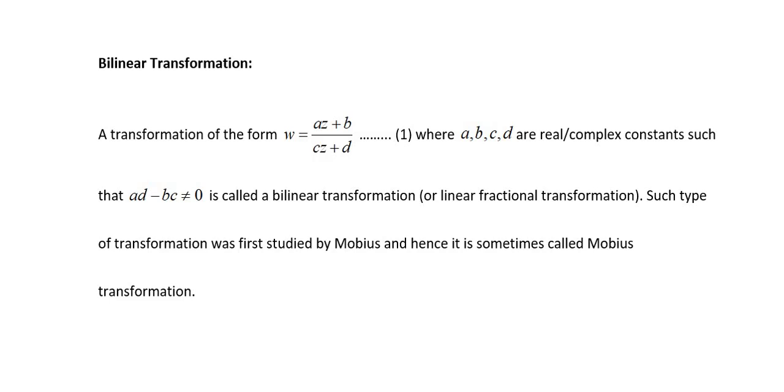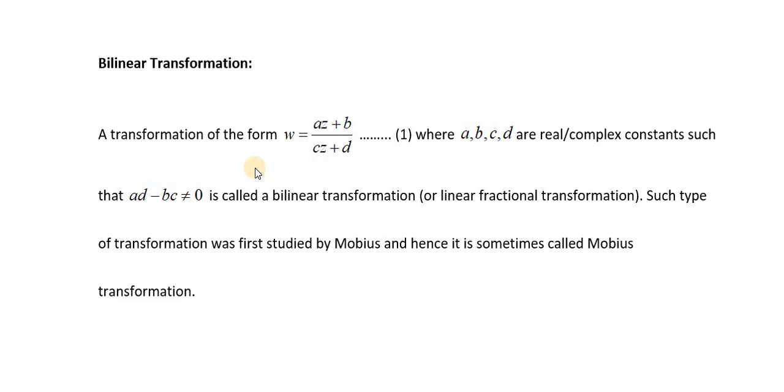Observe this one, W = (AZ + B)/(CZ + D). Here the power of W and the power of Z is 1. That's why this transformation is called bilinear transformation. This is the transformation in complex numbers.